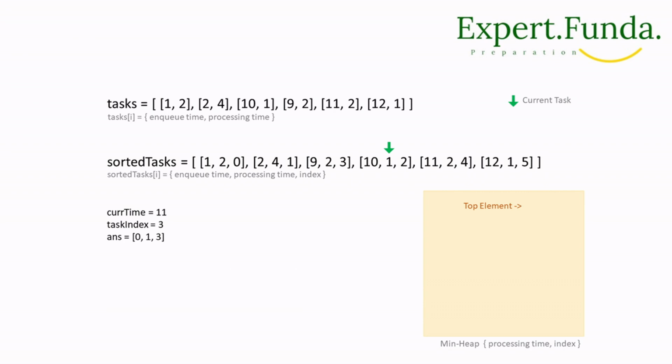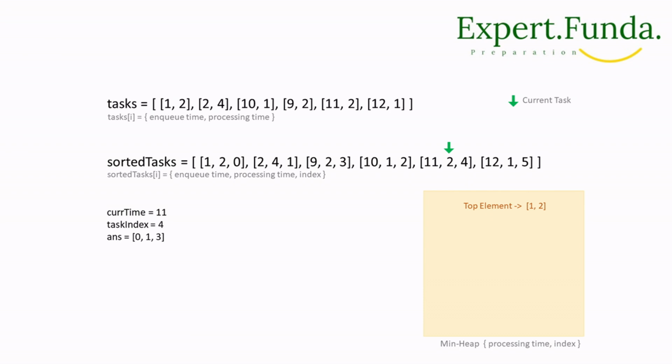So what we have done: we have updated the current time, we have incremented the task, and then we will push what I have already added. So now 0 1 3 will remain. Now we have to push all the tasks whose time is less than or equal to 11 into the min heap, and then we will push 1 2 into the min heap, and we have to increment by 1, that we have done here. The top element of the min heap is 1 2.